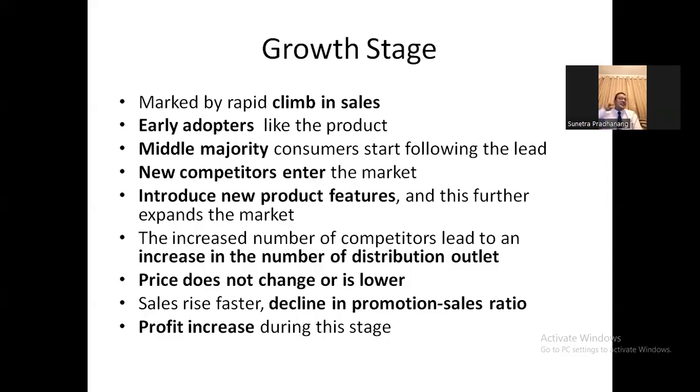We have to increase the distribution outlets so that we can increase the reach or expand the market. The price, mainly in the growth stage, should not go up or change much. But if we can, because we can gain the economies of scale, if we are producing more, the per unit cost will decline because the fixed cost will be divided.